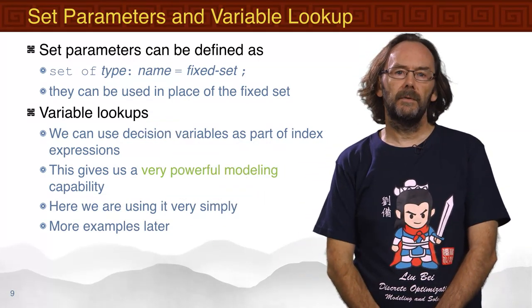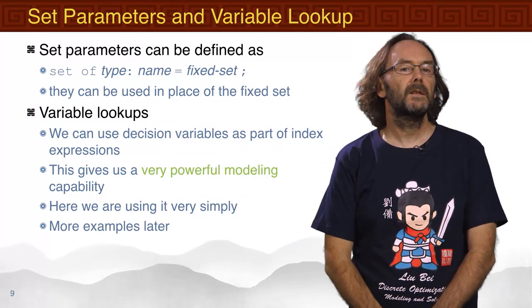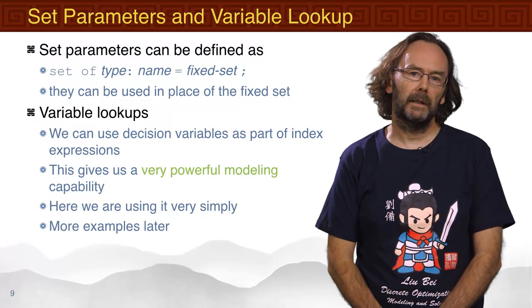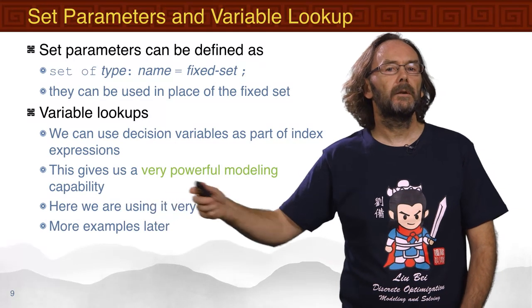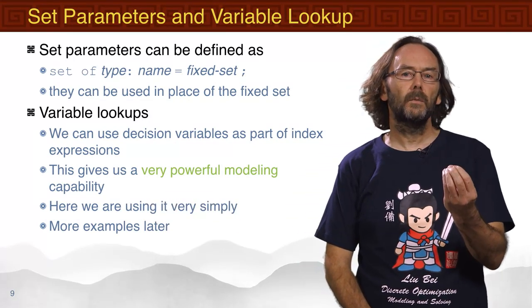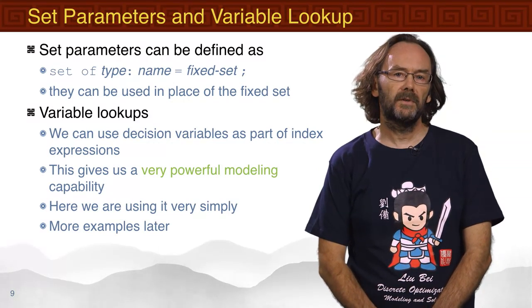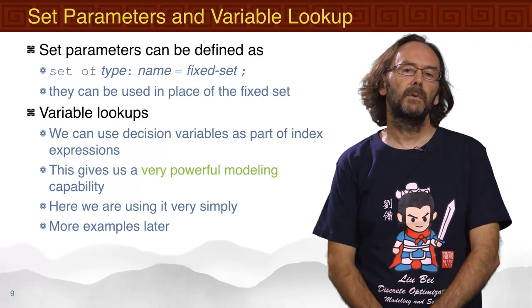We can use decision variables as part of an index expression, and this is going to give us a very powerful modeling capability which isn't in many other modeling languages. So here we're using it very, very simply. Basically, for each missing digit, we're using this array lookup to look up how many rods it took to represent that digit. We'll see many more examples of this later on.